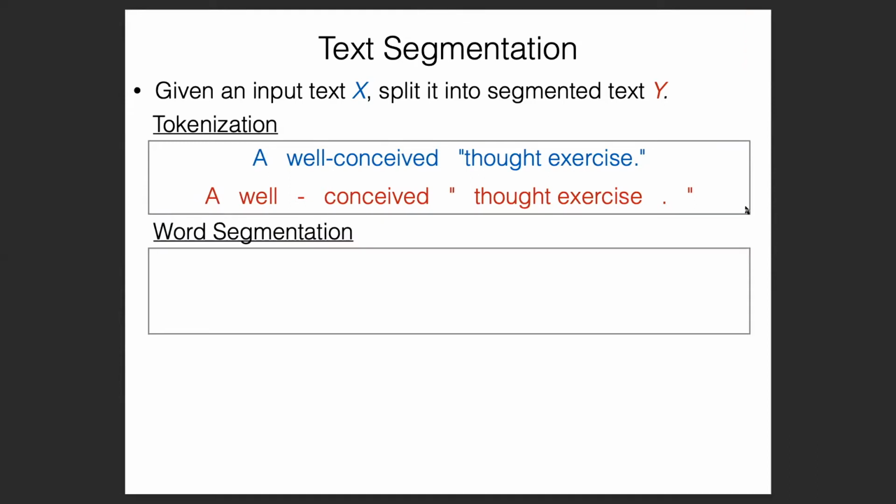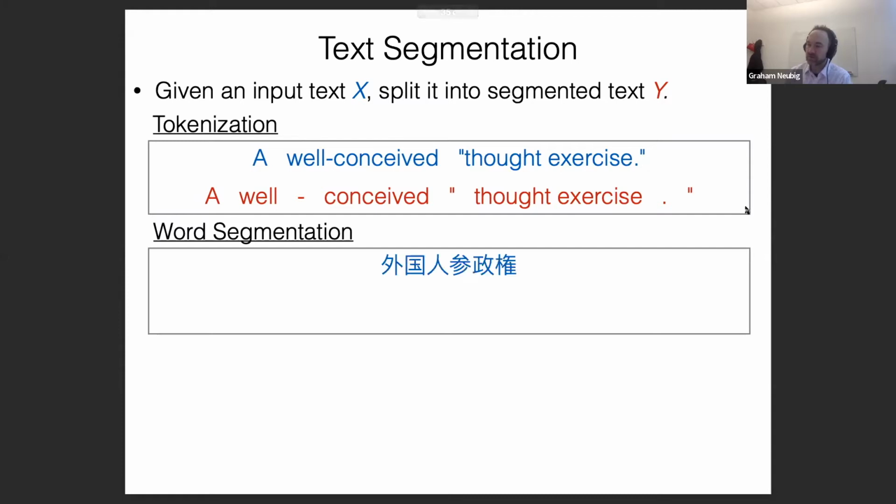Another variety of this, which is necessary for some languages, not so many languages in the world, but some languages, is word segmentation. This is an example from Japanese, because Japanese is written with no spaces between words. So you can't just split on white space using your Python split function. You have to actually find the locations of the word boundaries. And this is a non-trivial task.